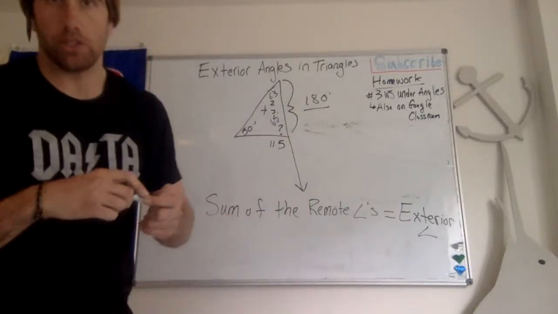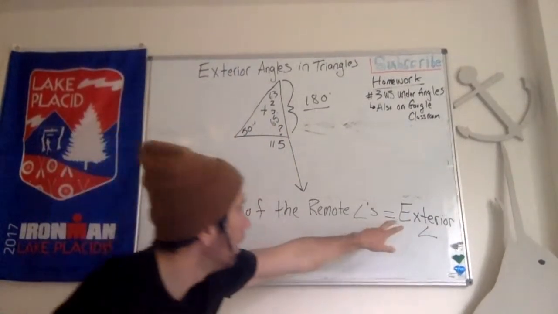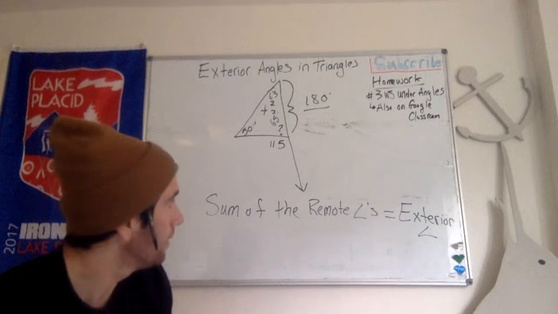So that's the theorem. The two remote angles, which are the angles not next to the exterior, will always equal the exterior angle, okay? And that's it.